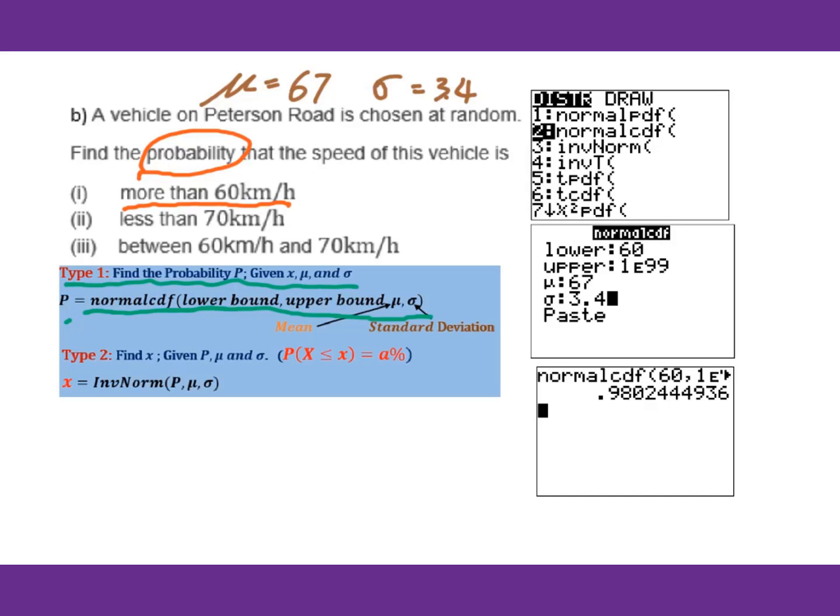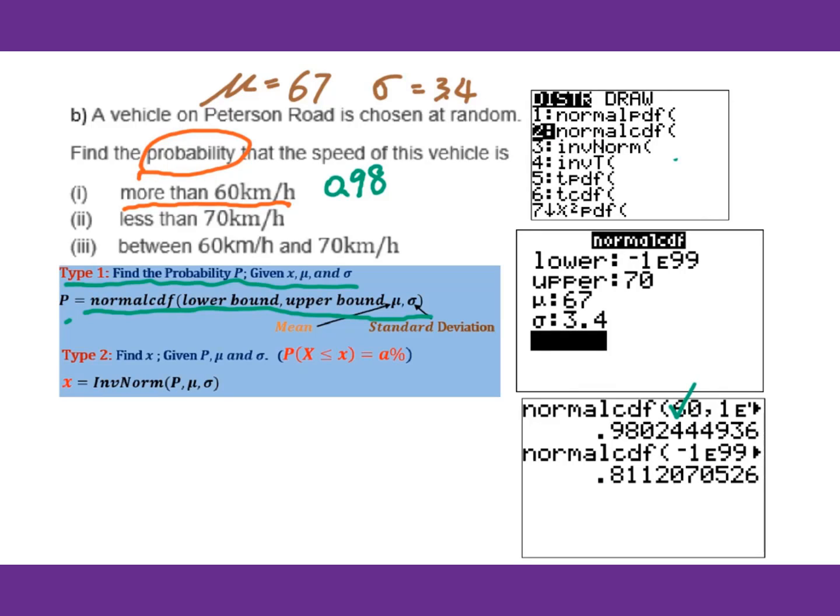So we go to distribution, then go to normal CDF, and put the lower one as 60. For the upper one, you can put a huge number. Normally, I put 1E99. Then the mean is 67. Standard deviation is 3.4. Then press enter. You will get 0.98 as the probability for number 1.